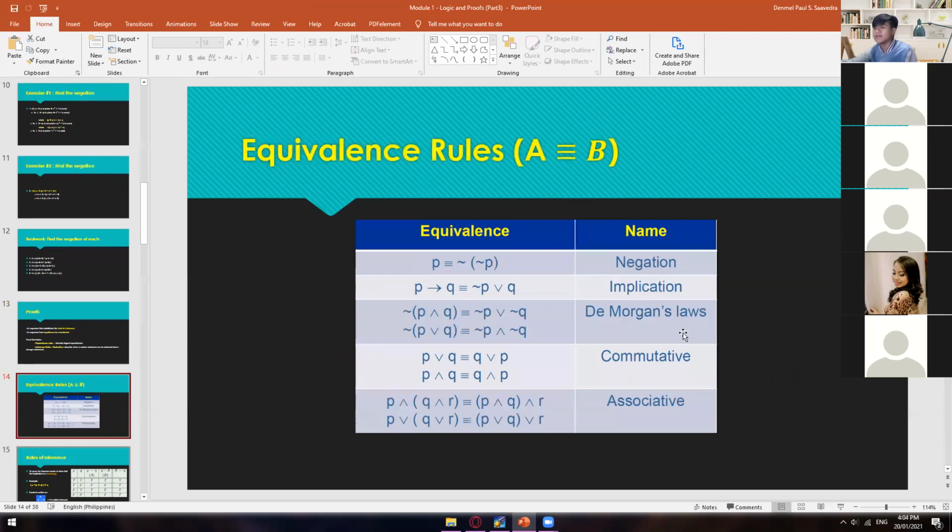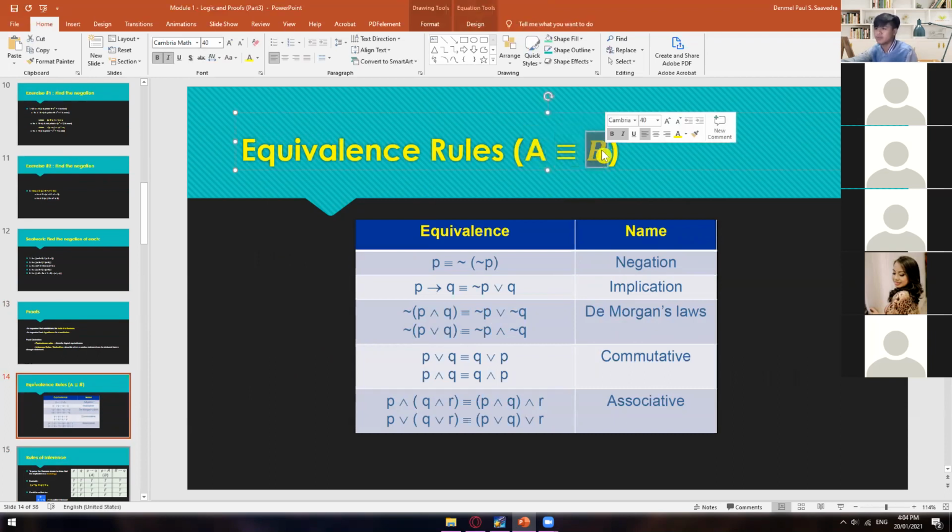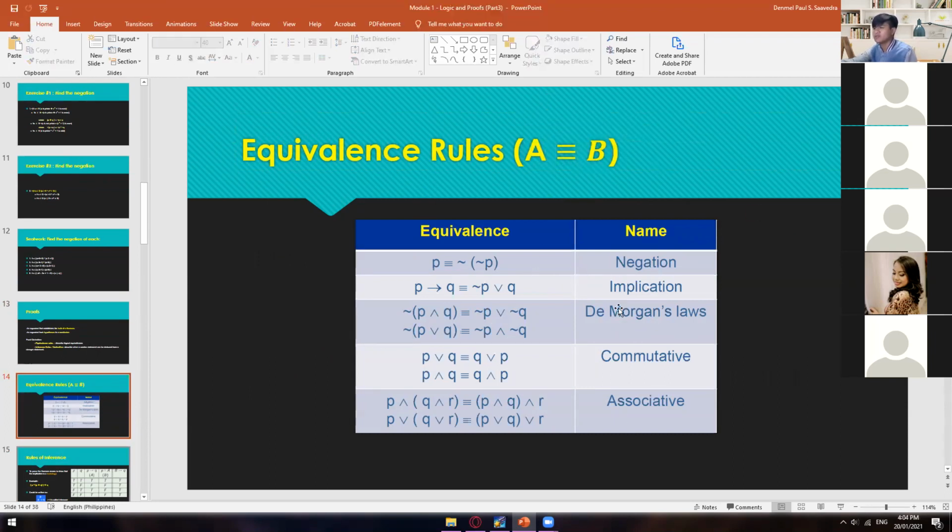take a look at these equivalence rules, wherein we're saying that this expression is equal to this expression. As you can see, we have here negation, implication, De Morgan's laws, commutative, associative, and so on and so forth. Those are equivalences. We have already discussed those in the laws of logic. This is just a recall, wherein we can apply equivalence into inferencing. So I will not discuss this one anymore. Just try to recall this from our last discussion.